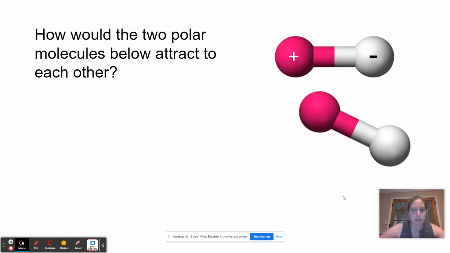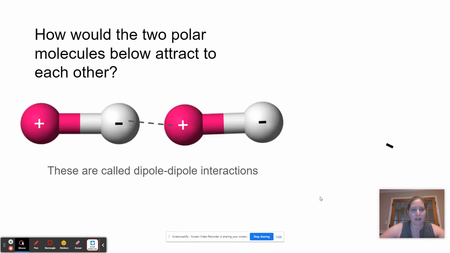So first of all, I want you to take a second to predict how would two polar molecules attract to each other. You might guess that because opposite charges attract, the negative end of one molecule will attract the positive end of another molecule. And these are called dipole-dipole interactions. And intermolecular means between molecules. So these are attractions that are going to form between two polar molecules.